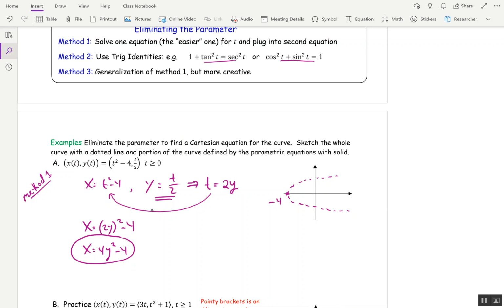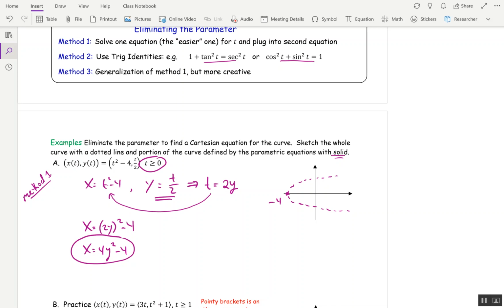Sketch the whole curve with a dotted line and the portion of the curve defined by the parametric equations with a solid line. So what's the portion of the curve defined by the parametric equations? That's when I need to look at the restrictions on t. t can only be greater than or equal to 0.